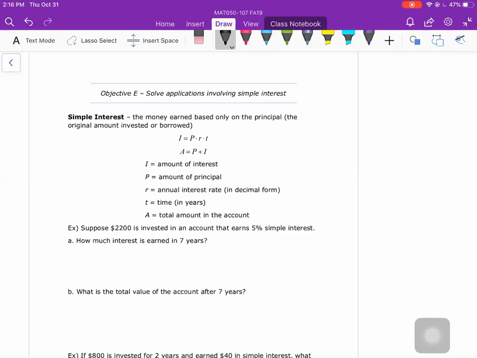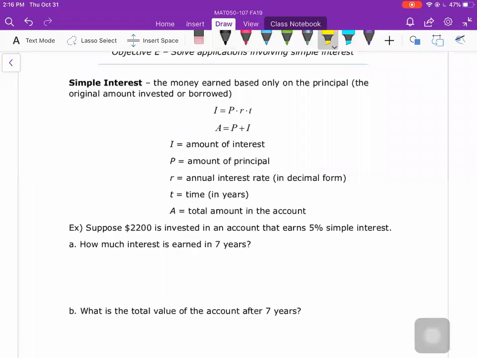Okay. We're going to talk about two different ways of calculating interest. We're going to look at simple interest and then compound interest. So simple interest is money earned based on only the principal. The principal is the original amount that's being invested or borrowed.